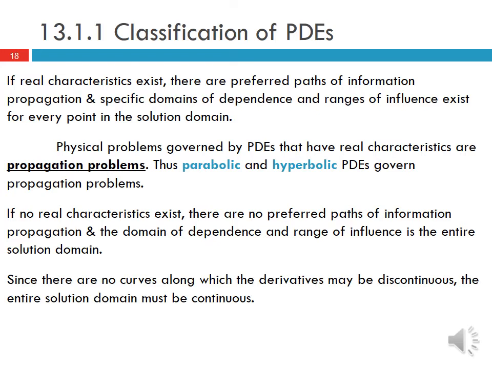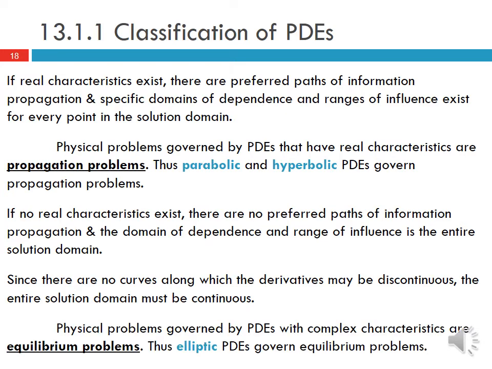So since there are no curves along which the derivatives may be discontinuous, the entire solution domain must also be continuous. So physical problems governed by PDEs with complex characteristics are equilibrium problems. So elliptic PDEs govern equilibrium problems. So there's no real characteristics, no preferred paths of information. So the whole domain is the domain of dependence, and the whole domain is the range of influence. So we don't really have this information that propagates, say, over time. It's just a problem that we solve everything at equilibrium.